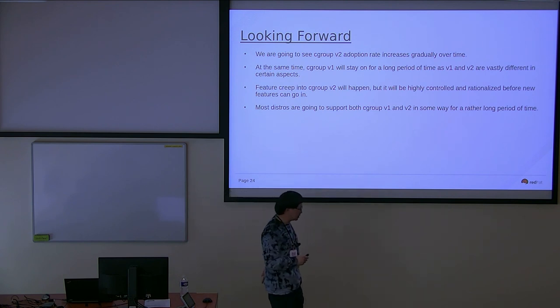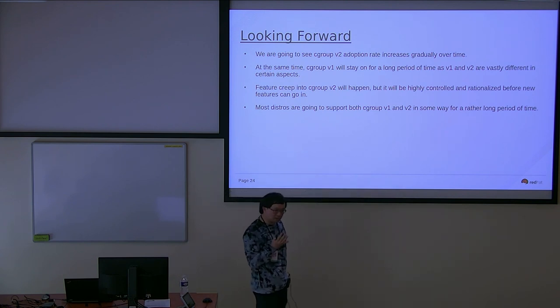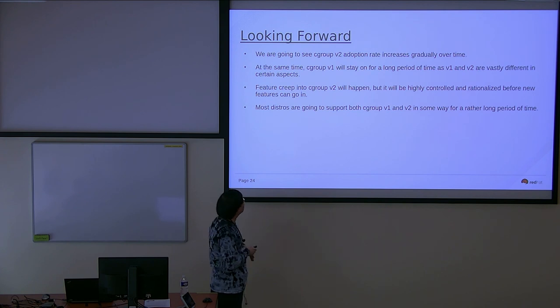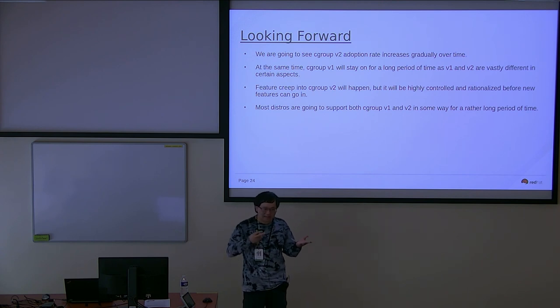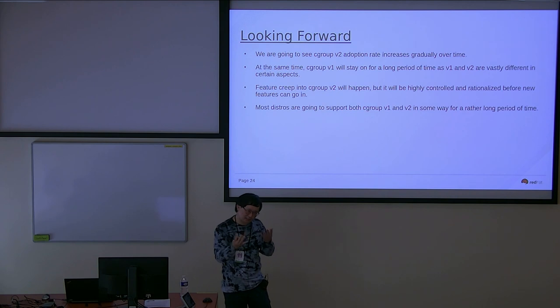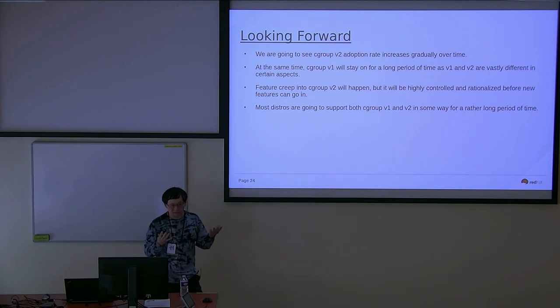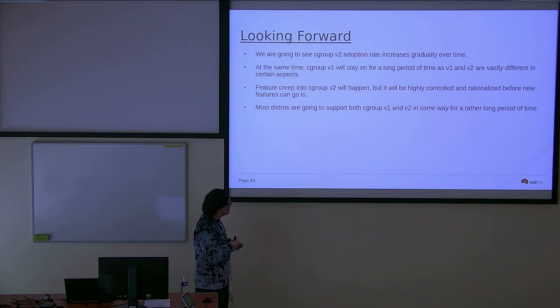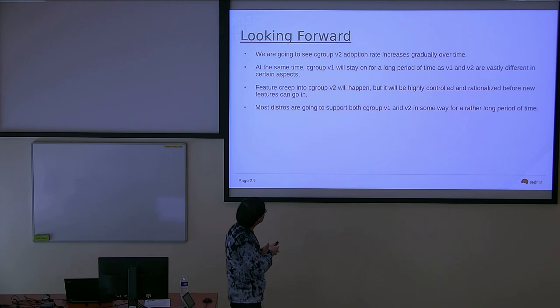Looking forward, we are going to see cgroup v2 adoption rate gradually increasing over time. At the same time, cgroup v1 will still stay on for a rather long period of time because, as I showed you in the presentation, there are some differences between v1 and v2, and not all applications may be easily moved from v1 to v2. So we will allow v1 and v2 to exist at the same time, but for one particular system, you can choose to use either v1 or v2, or in some cases a combination of both. We will see how things work out and decide what to do next.